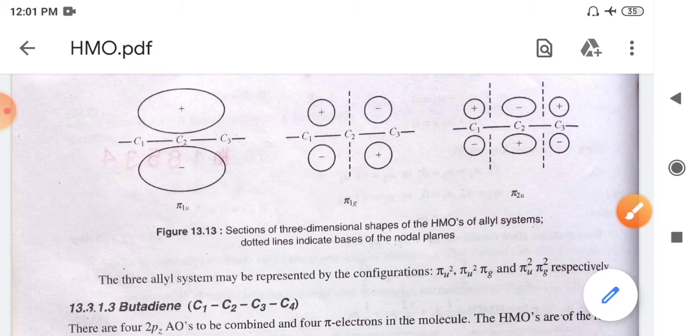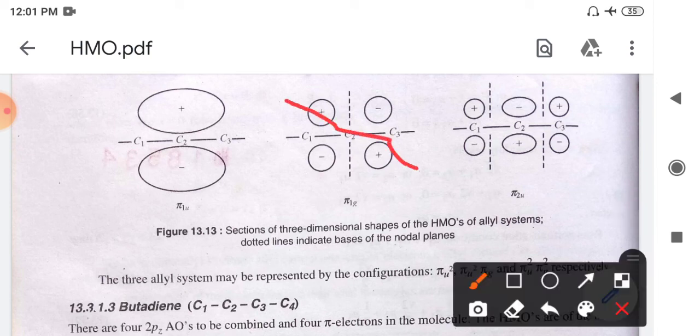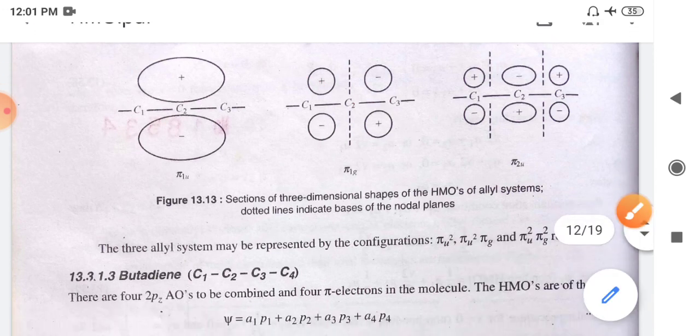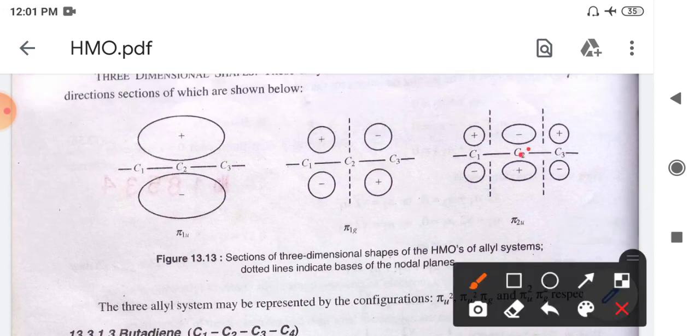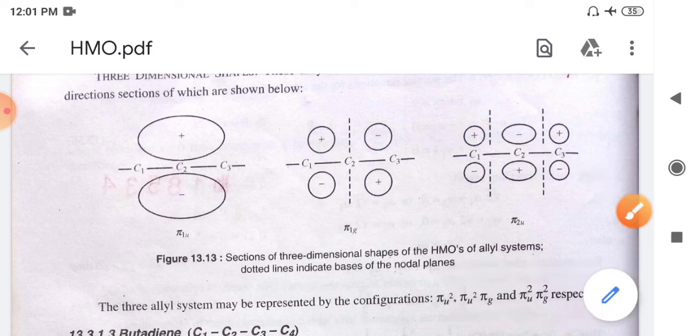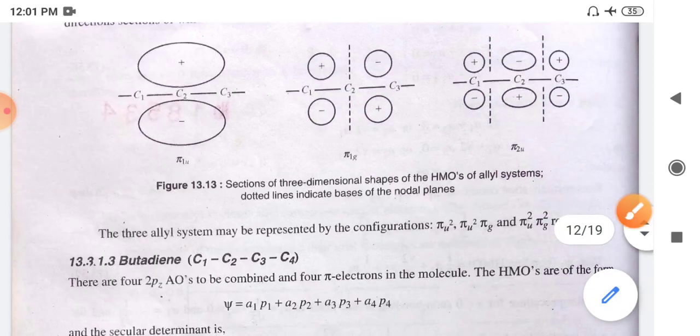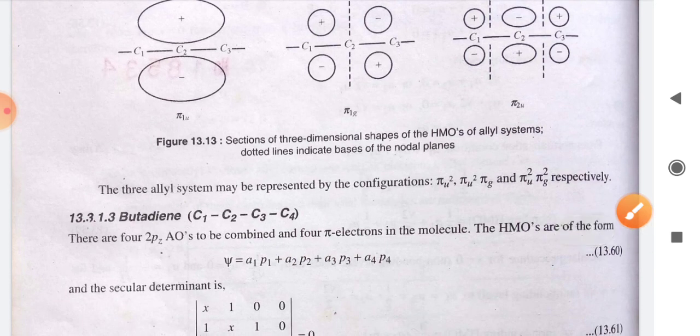Okay, so here this is the ungerade orbital, and this is the gerade, which is symmetrical, because if you pass the axis through the center, there is no sign change for the given axis. Now here the center lies somewhere here, at C2, and if you try to find out the gerade or ungerade nature, it comes out to be ungerade in nature. So this is the graphical representation of the three-dimensional plots of HMOs for the allylic system.